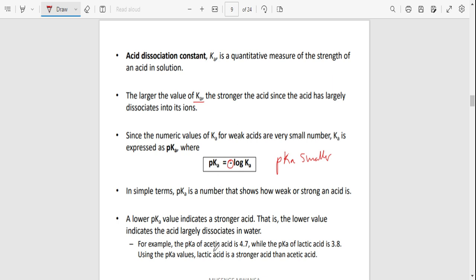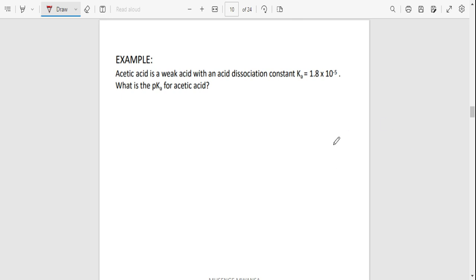So for example, acetic acid has got a pKa of 4.7, and then lactic acid has got a pKa of 3.8. Now, using these two values, we are able to determine which one is going to be stronger than the other. So in this case, lactic acid is stronger than acetic acid. Why? Because the pKa for lactic acid is smaller than the pKa for acetic acid. But if we are comparing the Ka values, the Ka for this one is going to be bigger than for this one. Okay.